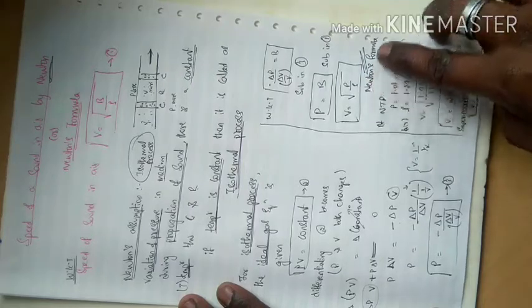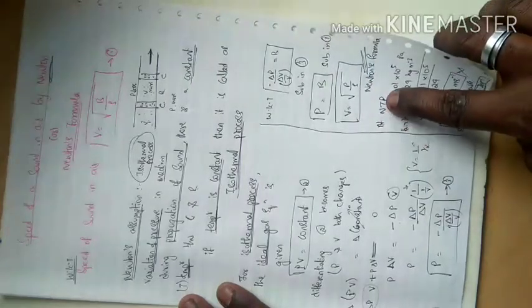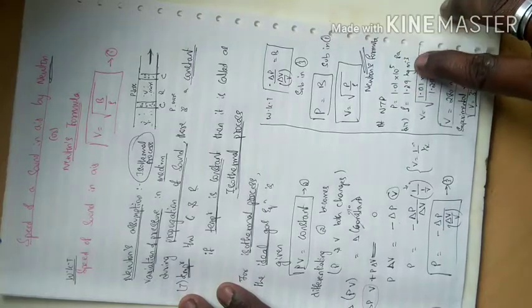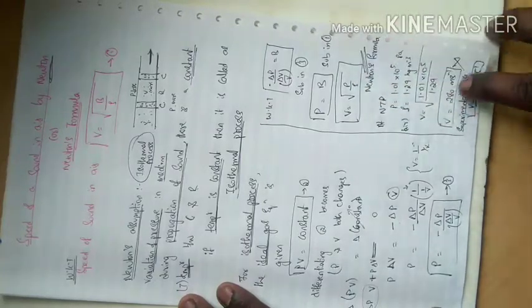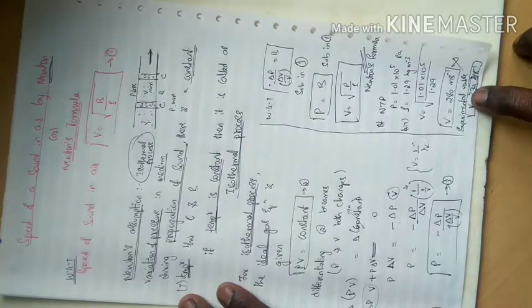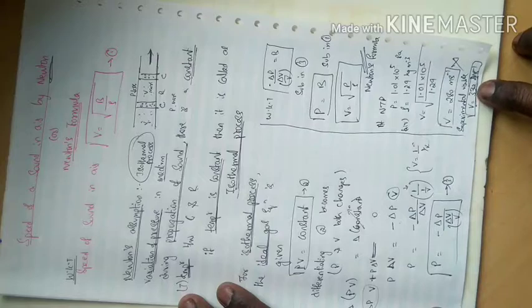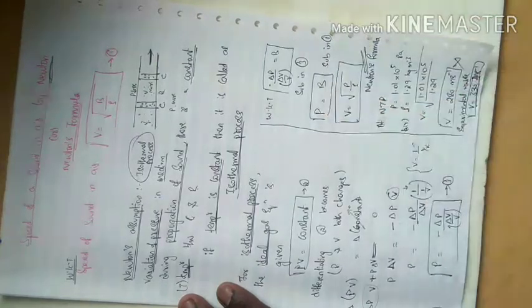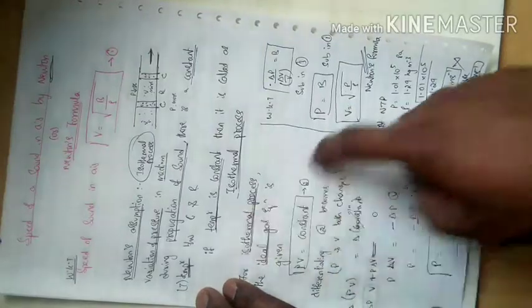This is called Newton's formula. At normal temperature and pressure, what is the pressure here? 1.013, and density is 1. On substituting in this formula, we got the value to be 280 meters per second. But experimentally they found the speed of sound to be 332 meters per second. Here it is 280. According to Newton's assumption, this is wrong.